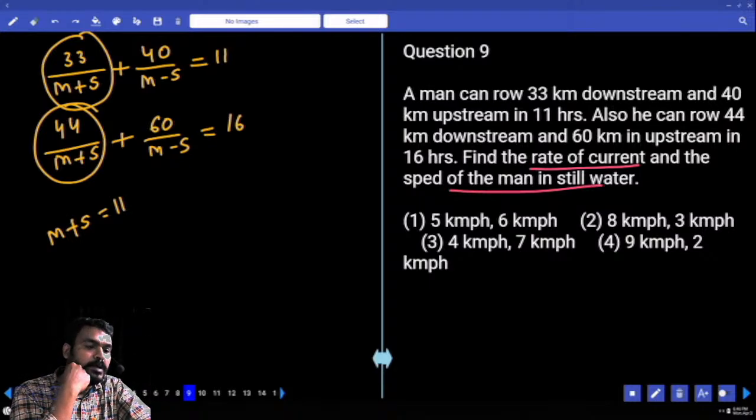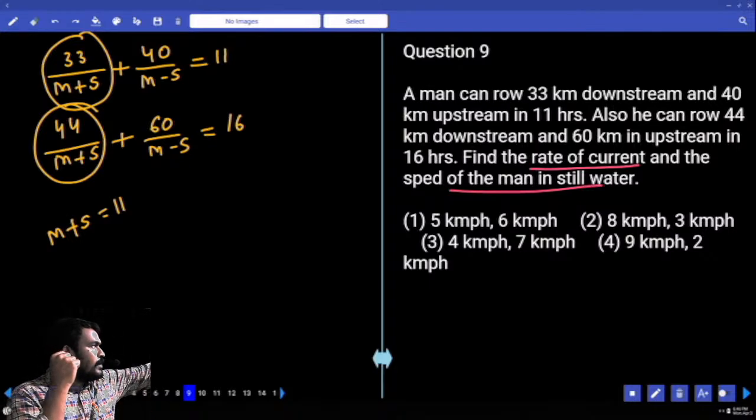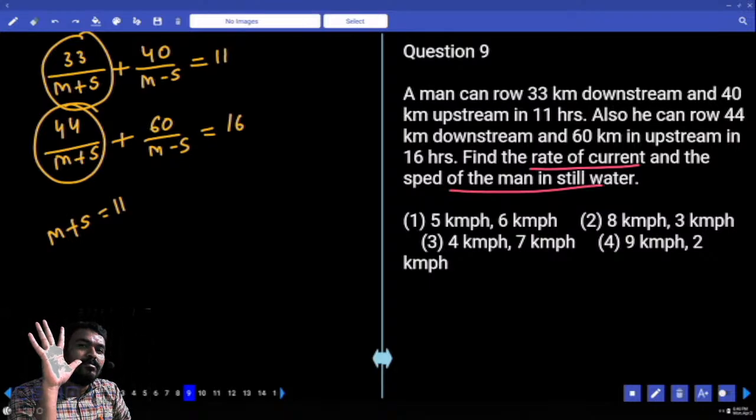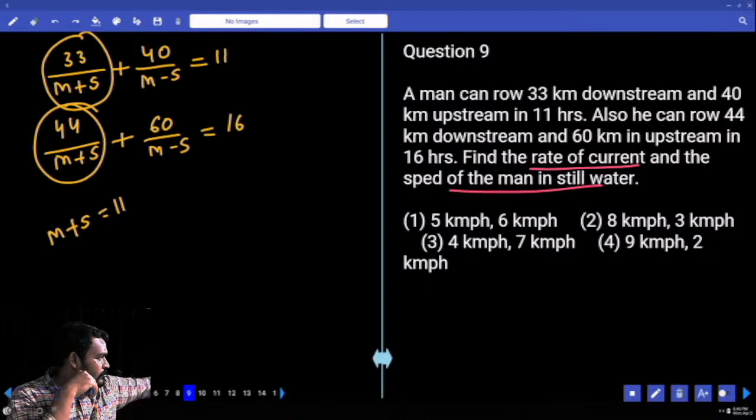Yes or no? Next, just 1 minute. 33 by 11 means how much? 3. Obviously the second one, 8. 8 or not? 8 means 40 by 8, so M minus S equals 5. Yes or no? Next, 44 by 11 means 4. 16 minus 4 is 12. Remaining 12 hours or not? 60 by 12 is 5. In the second case also, M minus S value is 5.